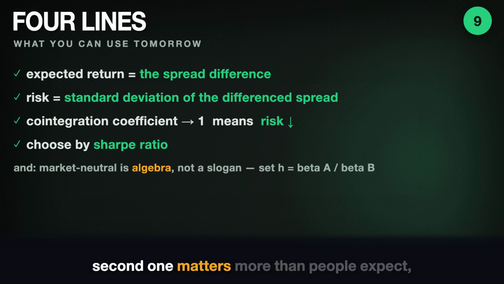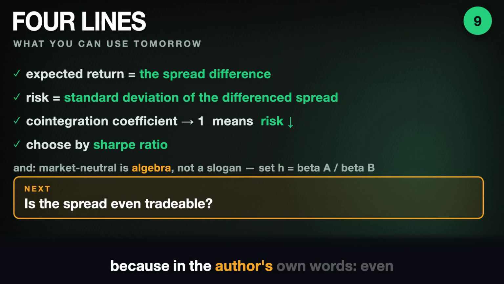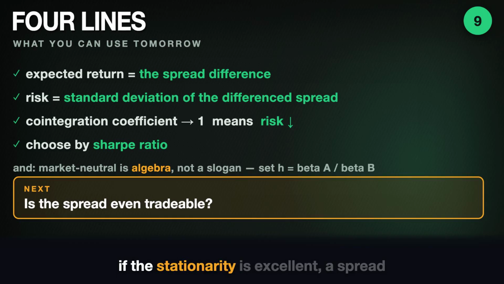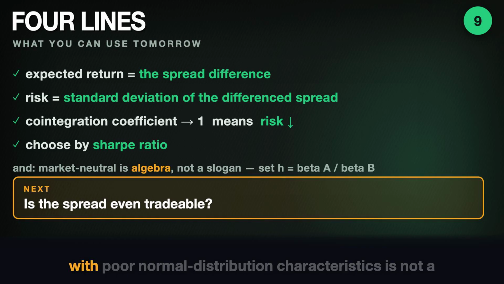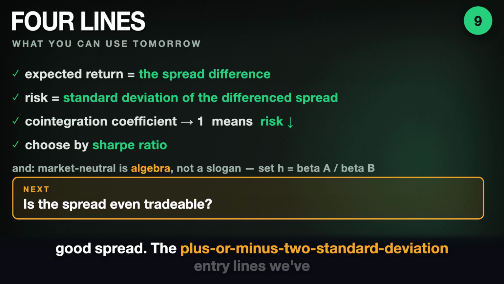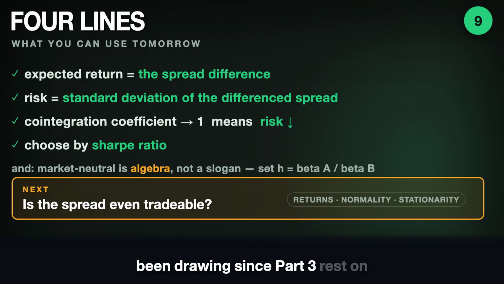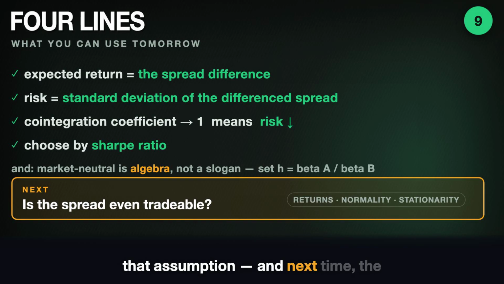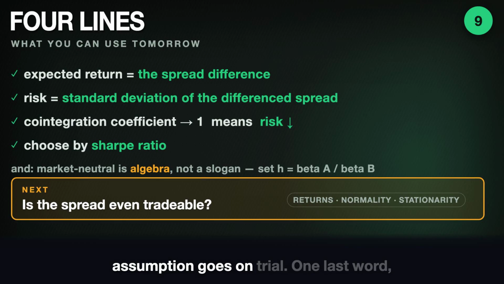That second one matters more than people expect, because in the author's own words, even if the stationarity is excellent, a spread with poor normal distribution characteristics is not a good spread. The plus or minus 2 standard deviation entry lines we've been drawing since Part 3 rest on that assumption. And next time, the assumption goes on trial.